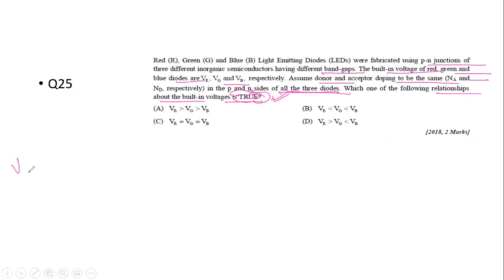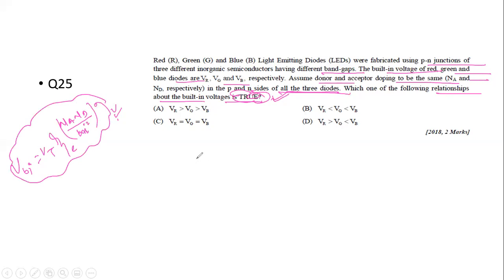What is the VBI? VBI equal to VT ln of NA ND upon NI square. This is called the built-in potential. So VR and VG, RGB, this is the red, green, and blue. PN junction inorganic semiconductors having different band gaps. So which has the highest band gap? As band gap increases, the built-in potential will be different for different diodes. So what's the relation between your band gap and your doping concentrations?